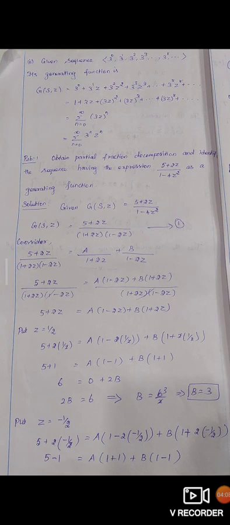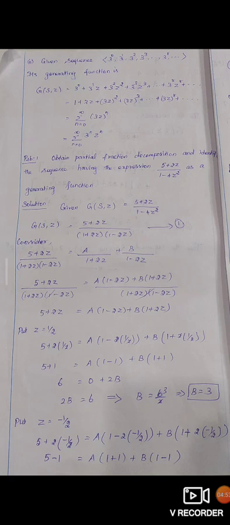On both sides, the denominator term will be cancelled, so the numerator term 5 + 2z equal to a into (1 - 2z) plus b into (1 + 2z). Next find out the a and b values. So put z equal to 1/2 in this equation, we get 5 + 2 into 1/2 equal to a into (1 - 2 into 1/2) plus b into (1 + 2 into 1/2). The next step, 2 will be cancelled, so we get 5 + 1 equal to a into (1 - 1) plus b into (1 + 1). So 6 equal to 0 + 2b, we get 2b equal to 6, so b equal to 3.